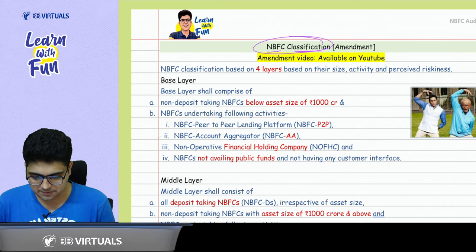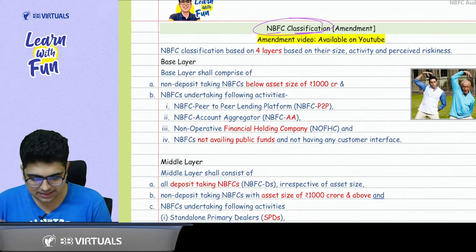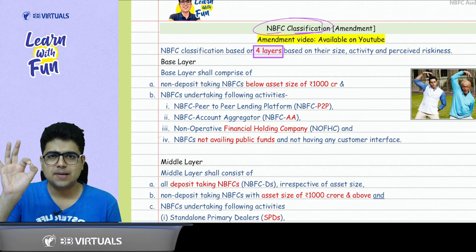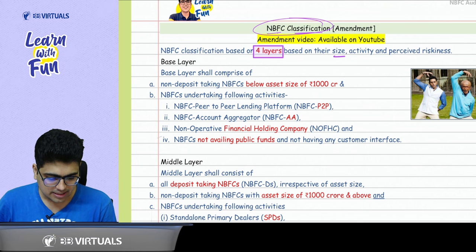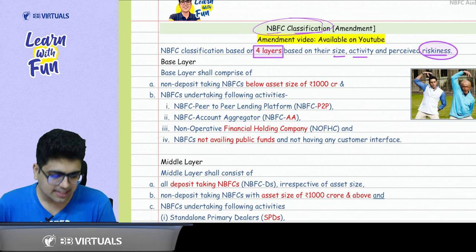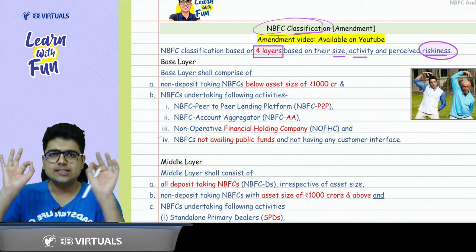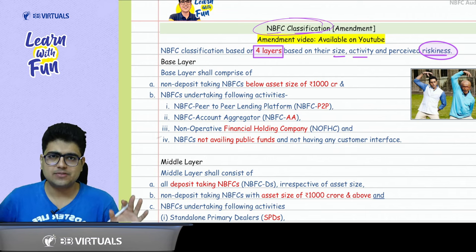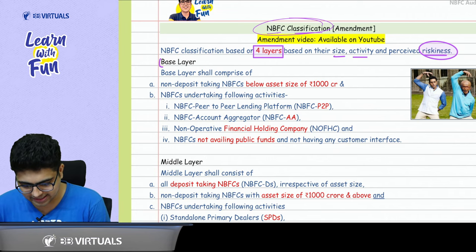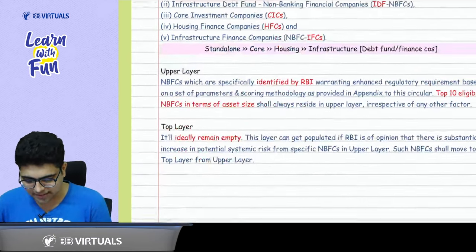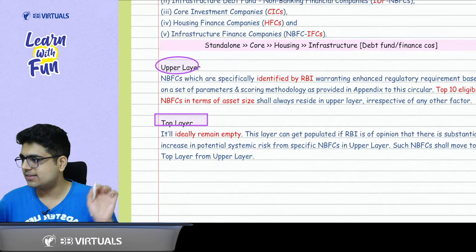So let's understand. The NBFC's classification will be based on four layers. These four layers shall be based on the size of the NBFC. Size means the asset size of the NBFC, the type of activity it is considering, and the riskiness which is associated with the business. So these are the three parameters based on which they have made four layers of NBFC. What are those four layers? First layer is the base layer. Second layer is the middle layer. Very easy names. Then comes the upper layer, and the last layer is the top layer.